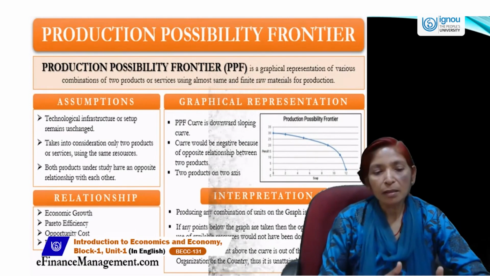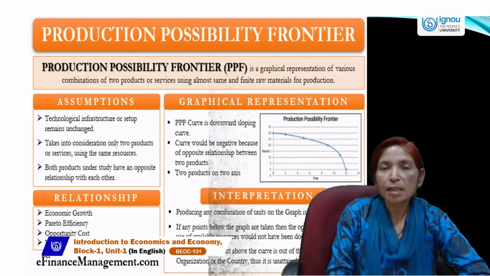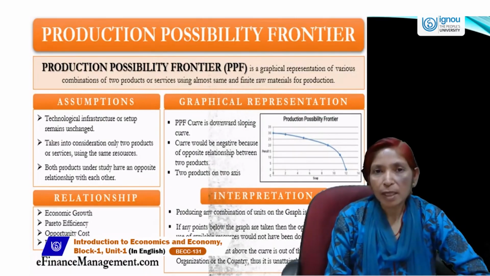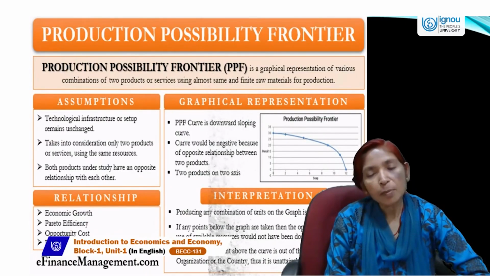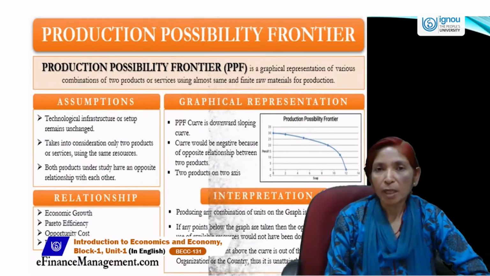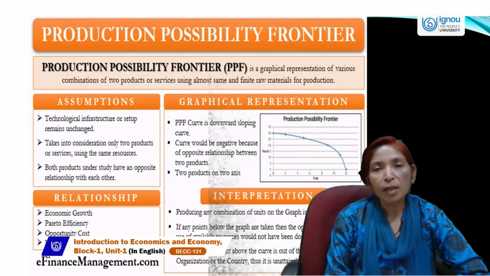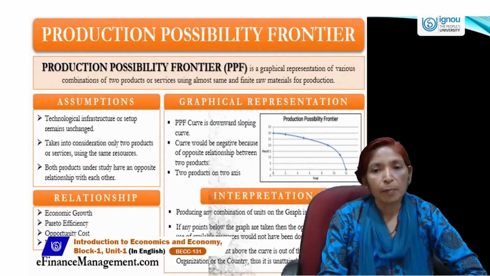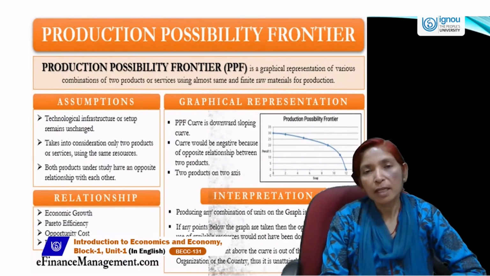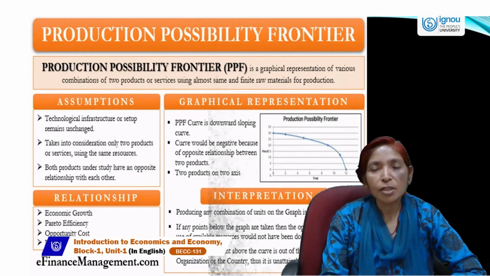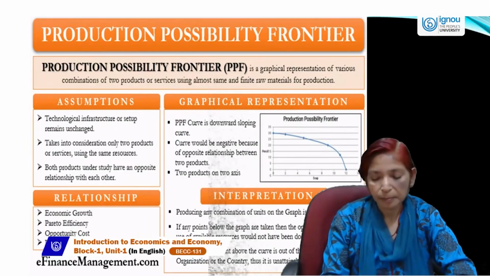So a point which lies inside this PPC curve is attainable and shows underutilization of resources, and any point which lies outside this PPC curve shows an unattainable combination and overutilization of resources. But all the points on this curve show full or efficient utilization of resources.